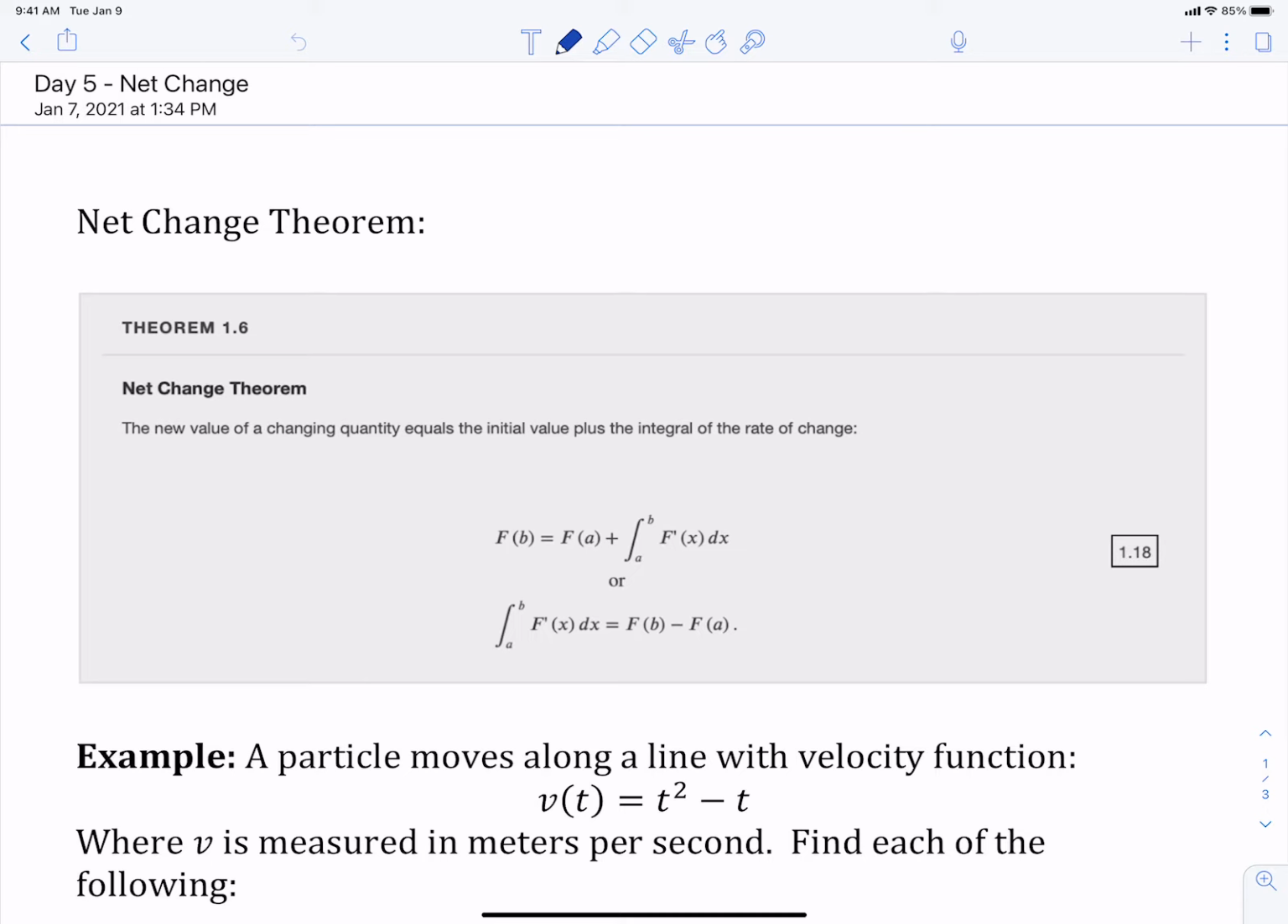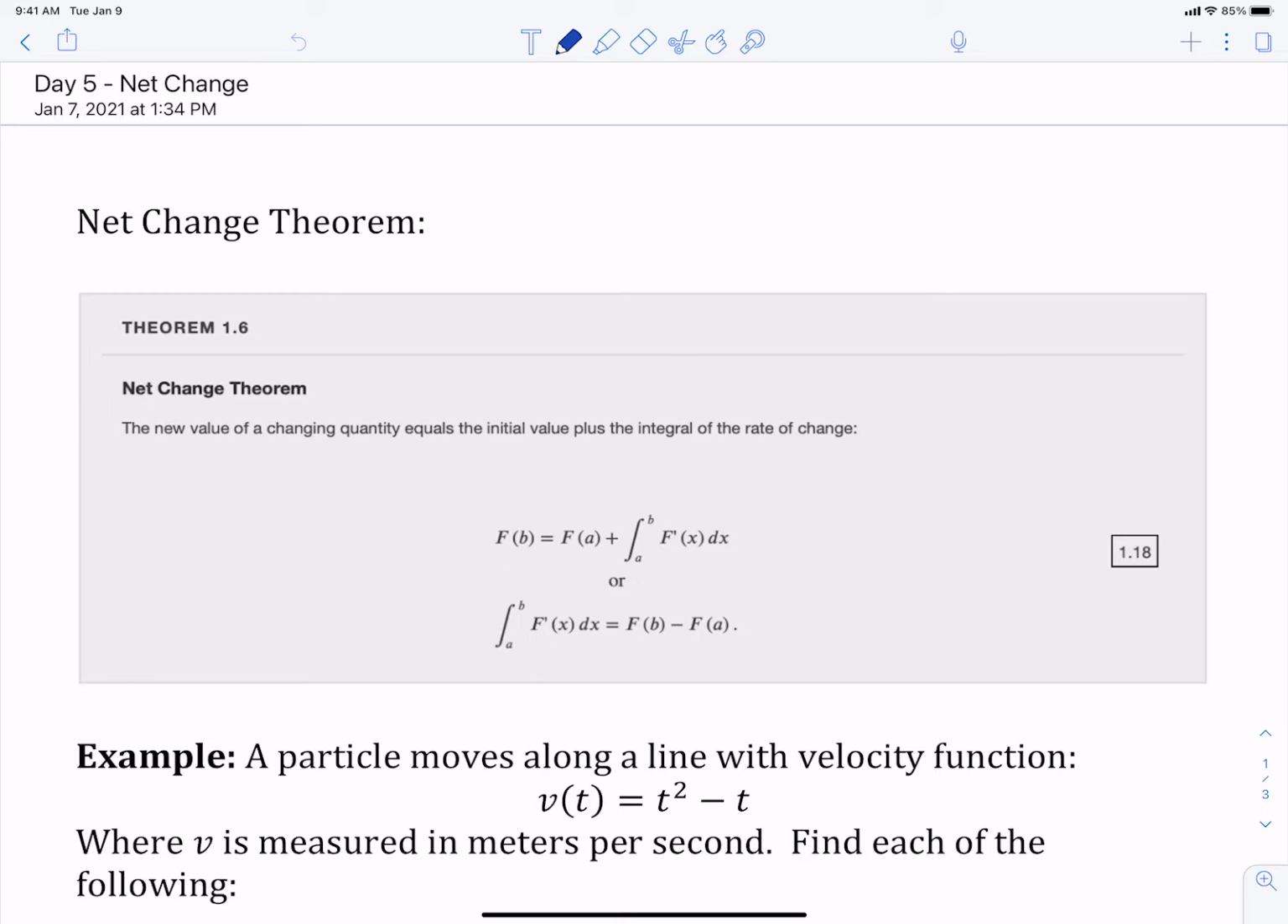In this video, we're going to take a quick look at the net change theorem. So here is the net change theorem from our textbook. The new value of a changing quantity equals the initial value plus the integral of our rate of change. Your rate of change is your derivative, so the integral of your derivative. And really, this is just a different way of writing the fundamental theorem of calculus.